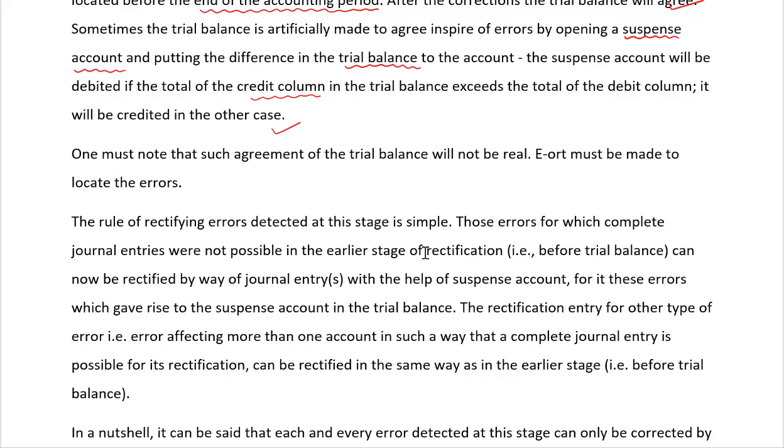One must note that such agreement of the trial balance will not be real. Why? Because we have opened a temporary account known as suspense account. We need to finalize it. We need to rectify the error before we close it for the year. Efforts must be made to locate the errors.